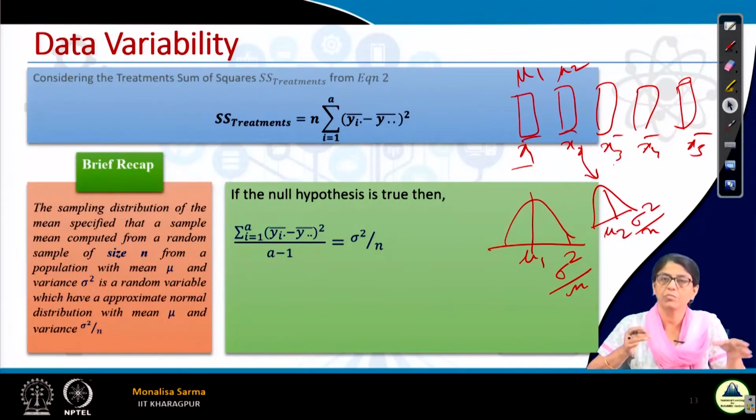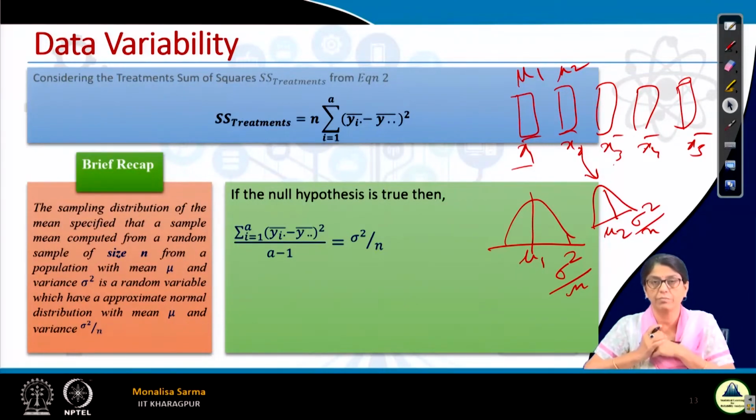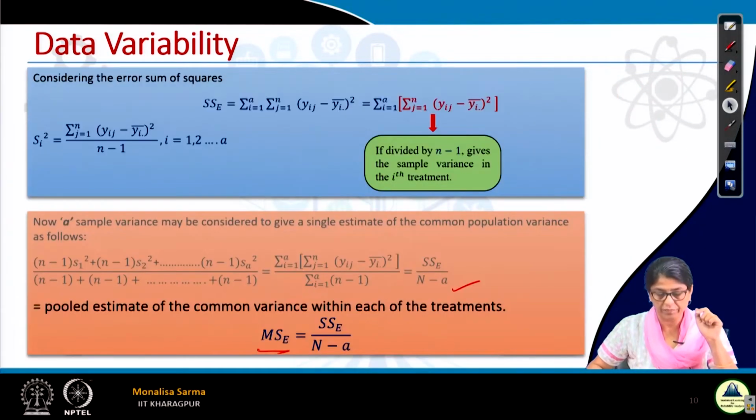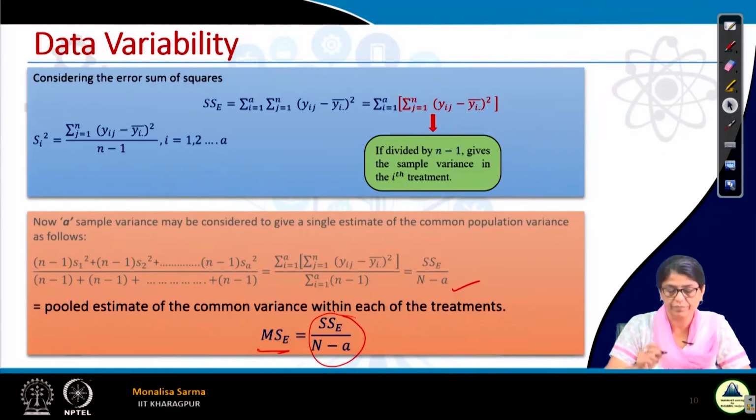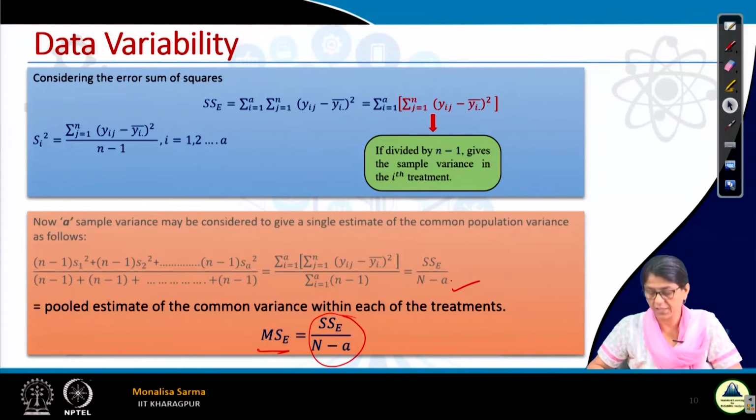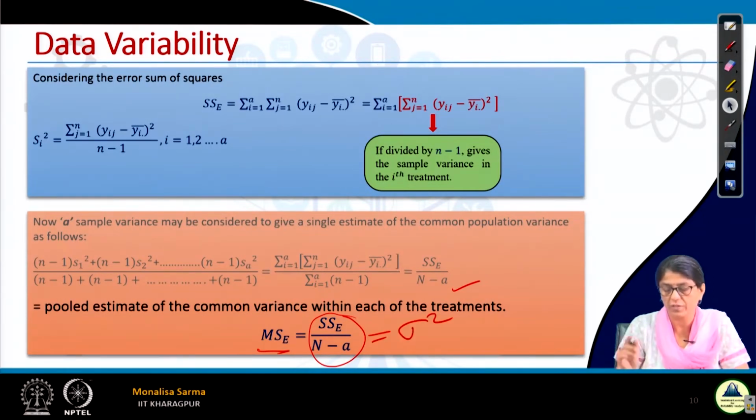Because we have assumed that all the populations have the same variance, that is sigma square. Initially we assumed that all the populations have the same variance, sigma square, isn't it? And we have also computed sigma square from the ANOVA table. The pooled variance estimate we have computed, I think in the last slide only. Yes, this is the pooled variance estimate, SSE by n minus a. What is this? This is nothing but sigma square.